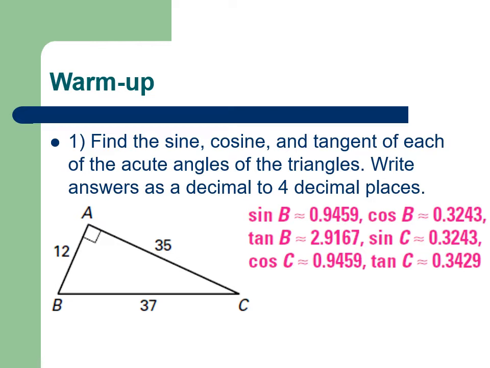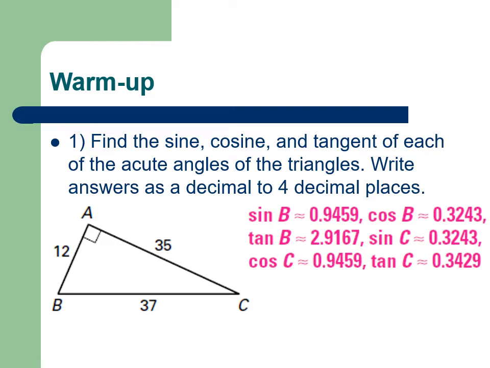All right, now for sine of B, again, that would be the opposite side over the hypotenuse, so 35 over 37. And again, if you plug that into your calculator, which is what I asked you to do, you would get those 4 decimal places written there. Cosine of B is going to be your adjacent over the hypotenuse, and then tangent of B is going to be the opposite over the adjacent.